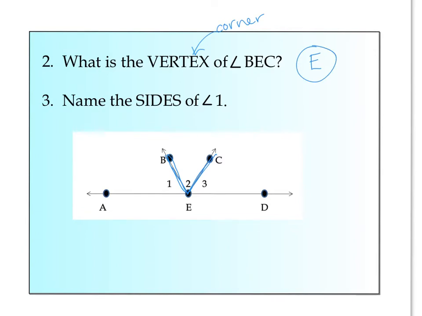Next, what are the sides of angle 1? Angle 1 is this angle right here on the left, and one of the sides of that angle starts at E and goes toward A. And so that side would be ray EA. And the other side of angle 1 starts at E and goes towards B, and so that would be ray EB. Those are the two sides of angle 1. You want to make sure to have that ray symbol above.